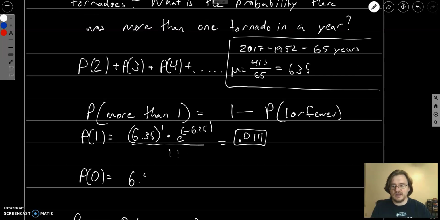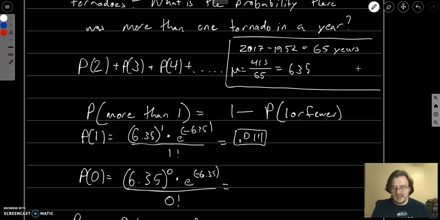For 0, again, the mean doesn't change. The mean is just the average number of tornadoes. Nothing changes there. E is again just E. It's a number. But now we're looking at getting 0 tornadoes in a year, and this probability is even smaller. This probability is 0.0017.